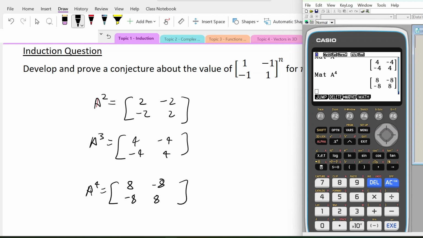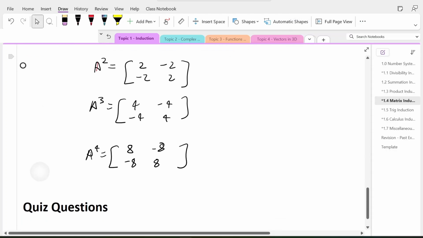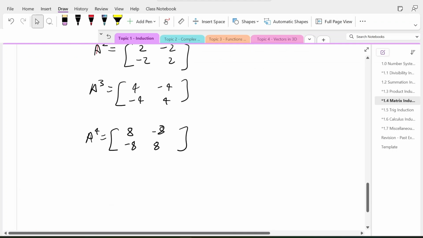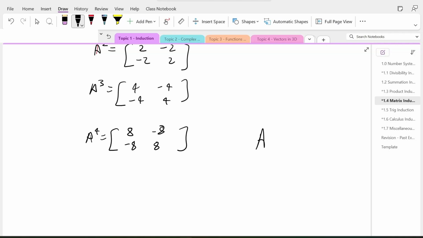So what are these numbers doing? Well, when you're making a conjecture, what you probably want to say is they're doubling each time. That's something called a recursive statement because you need the previous answer to get the next one. What we would like is an answer which gives us any power of A. So in theory, I should be able to calculate A to the power of 8, for example, which, fun fact, would be 128 minus 128, etc., etc.